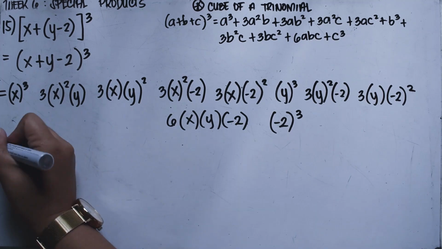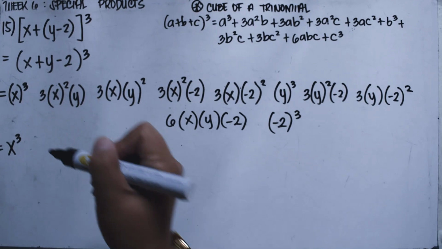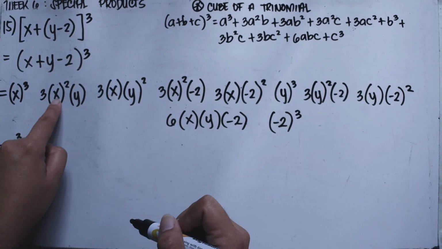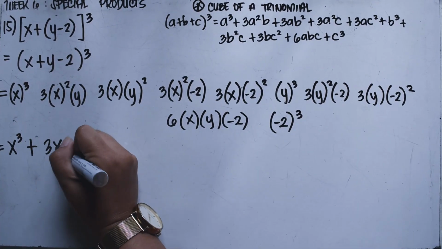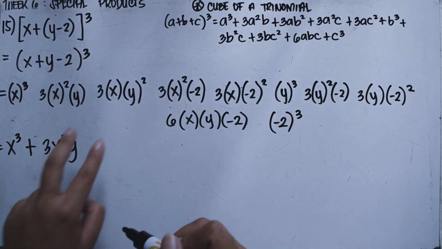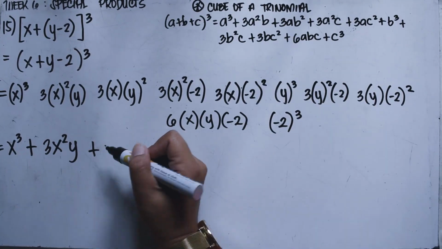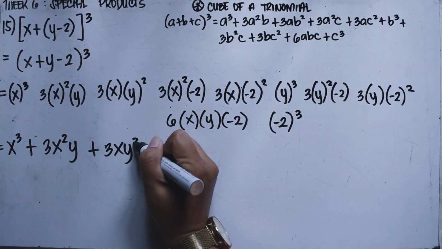Next, simplify na natin isa-isa. So, we have x times x times x, we have x cube. Lagyan na natin ng mga sign. Since puro positive naman ito, therefore positive na yan. X times x is x squared, so 3 times x squared times y is just 3x squared y. Next, puro positive, so positive. 3 times x, 3x times y squared. Y squared na yan, di ba? Kasi y times y is y squared. So we have 3xy squared.